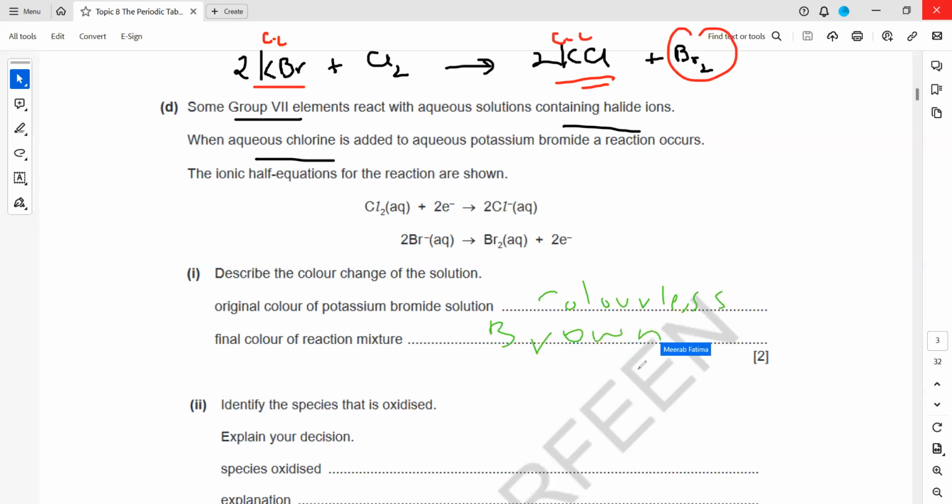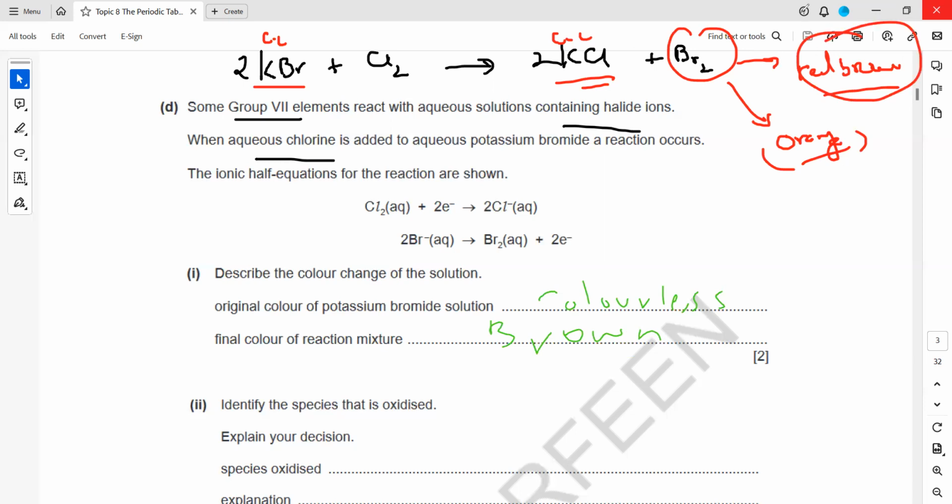Bromine, when it is pure bromine, is red-brown. That is right. But because it is aqueous bromine, dissolved in water, aqueous bromine is orange in color. So you're not supposed to say red-brown. Even brown is acceptable, I'm not saying it's wrong, but the actual color should be orange. When bromine dissolves, brown is acceptable, but the correct color should be orange, as aqueous bromine is orange in color.